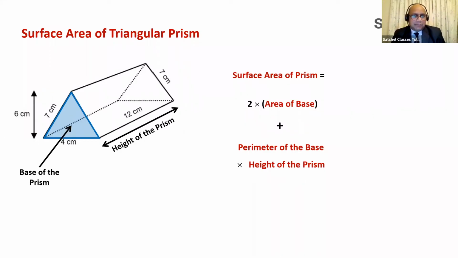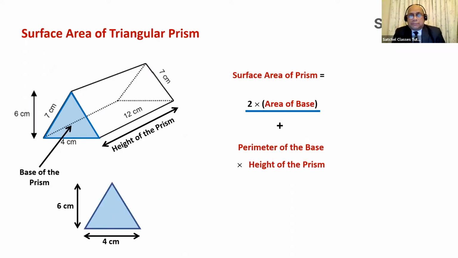In this case, the base is a triangle having a base side of 4 centimeters and the height of 6 centimeters. And the area of a triangle, as you know, is base times height divided by 2. In this case, it will be 6 times 4 divided by 2, which is 12 centimeters squared. So that's area of the base. We need to multiply it by 2 because surface area requires twice area of the base. So 2 times 12. Then we calculate the area of the walls.